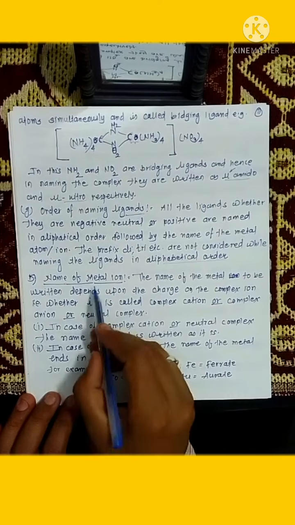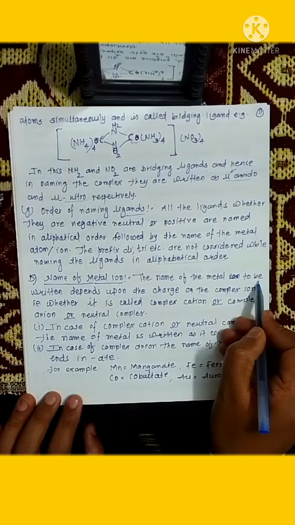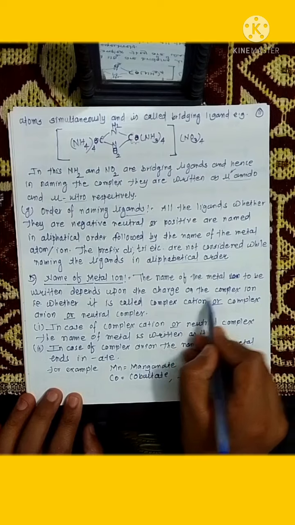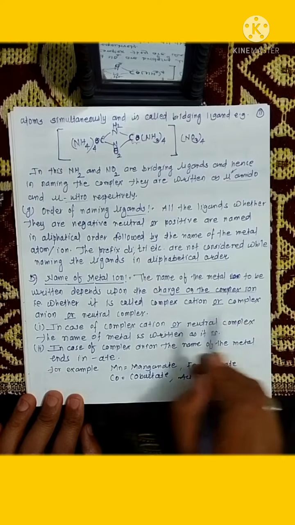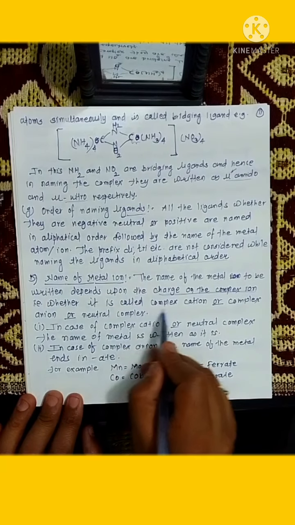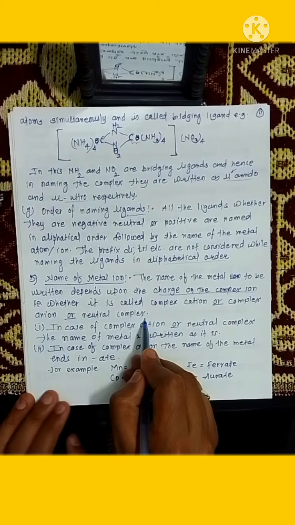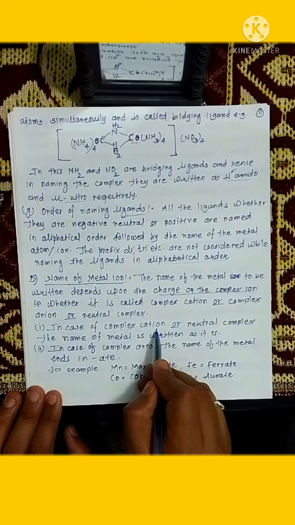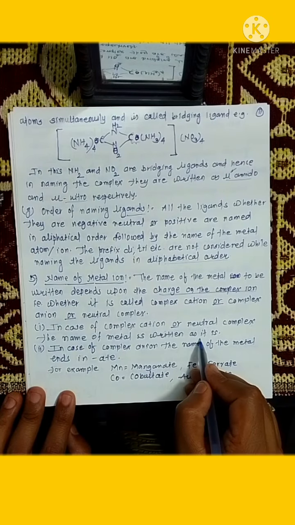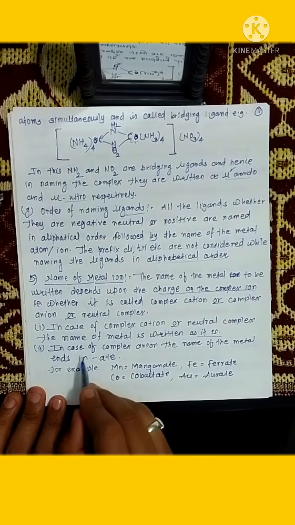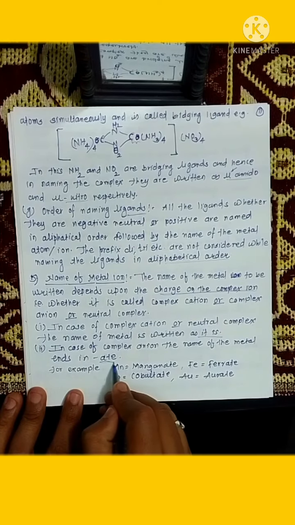Now the next point is the name of the metal ion. The name of the metal ion to be written depends on the charge on the complex ion. It is important. That is, whether it is a complex cation, a complex anion or a neutral complex. In case of a complex cation or neutral complex, the name of the metal ion is written as it is. In case of a complex anion, the name of the metal ion ends with ATE.